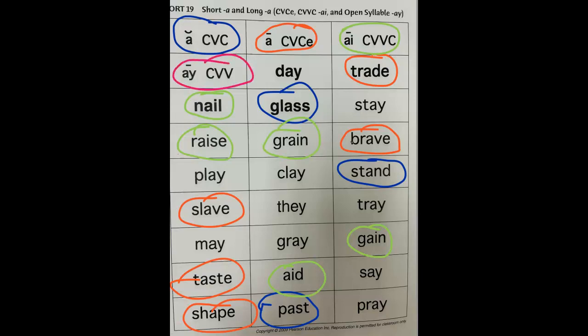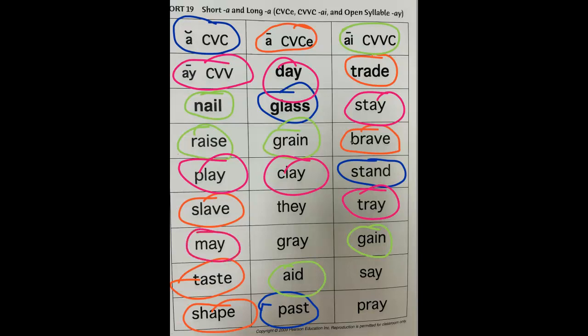A-Y. They're going to consider your Y a vowel. So we have consonant, vowel, vowel. For example, day, A-Y. Stay, A-Y. Play, A-Y. Clay, A-Y. Tray, A-Y. Lots of these. May, like may I please use the restroom, A-Y.